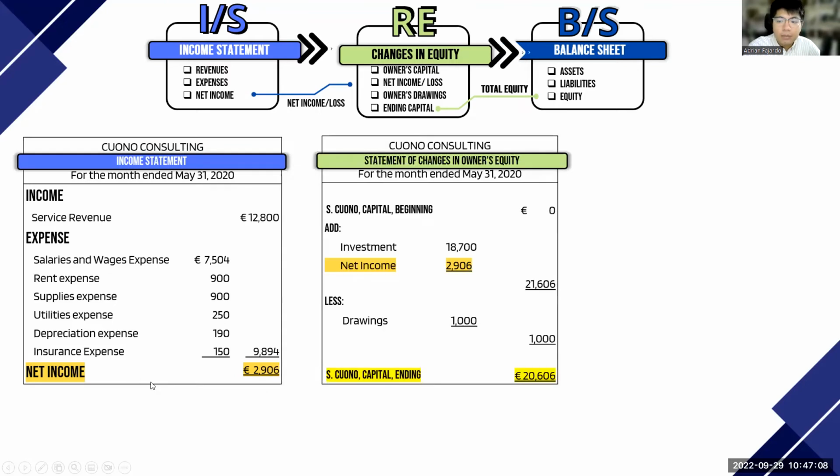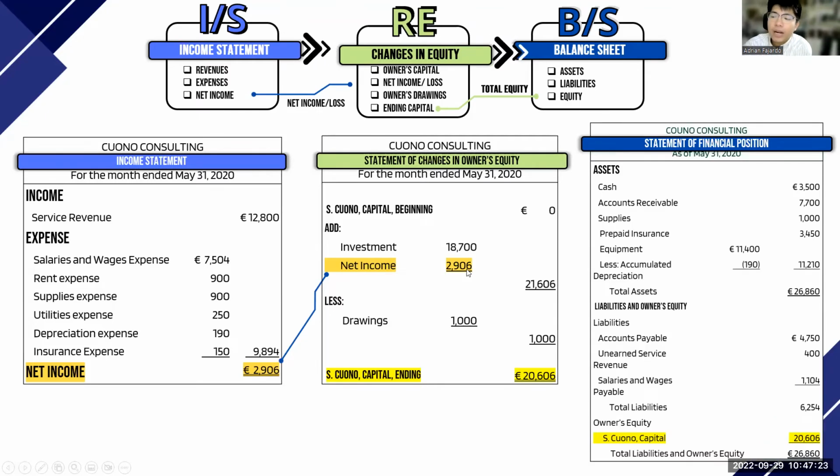And then using net income, we carry over the net income so that we complete our statement of changes in owner's equity, right? So 2,906. And then ultimately, we create our balance sheet wherein we carry over our ending capital. So we get net income so that we can carry it over to our changes in owner's equity. And then by doing so, we'll be able to arrive at our ending capital for Escuno. And then we carry it over to finally our financial position.